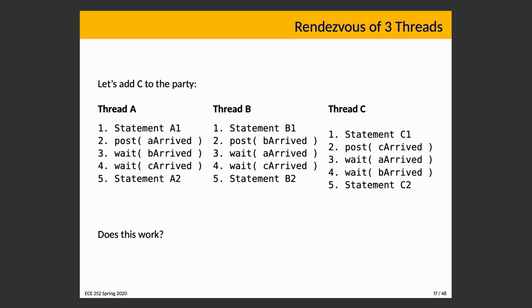thread A gets blocked. Thread B will execute statement B1, post on B arrived, wait for A arrived. The semaphores, if they're initialized correctly to 0, then thread B will proceed and it will get blocked here, waiting for C arrived. Thread C can run statement C1, post C arrived, wait for A arrived, and this thread will get blocked here at this point. At present, the only thread that's able to proceed is B, because it waited for C to arrive and gets unblocked, so it does statement B2. And thread B escapes from this deadlock, but A and C are stuck forever.